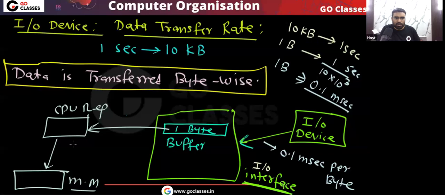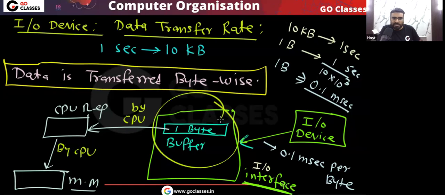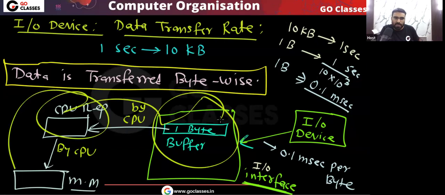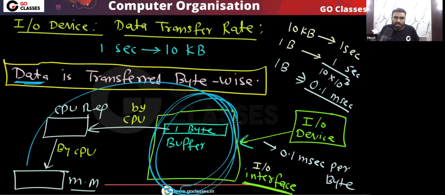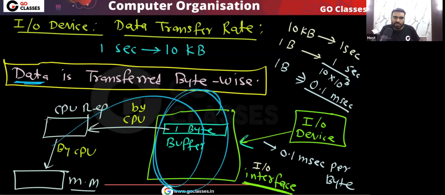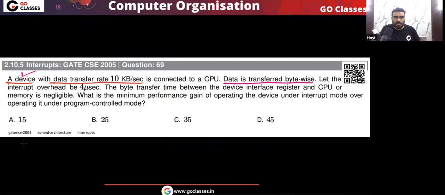Is this clear? So who will do this? It will be done by the CPU. The CPU will take this 1 byte of data, put it in the CPU register, and from there store it in the main memory. So this is the idea. This line is saying data is transferred byte wise, meaning when 1 byte is ready, it will be transferred. Is this clear? So very simple.